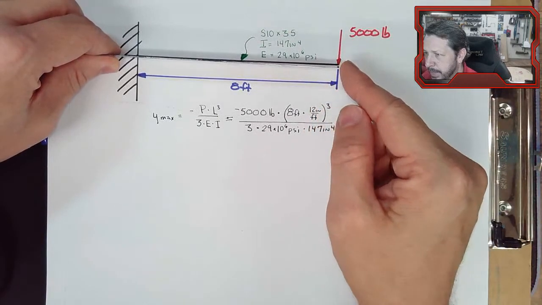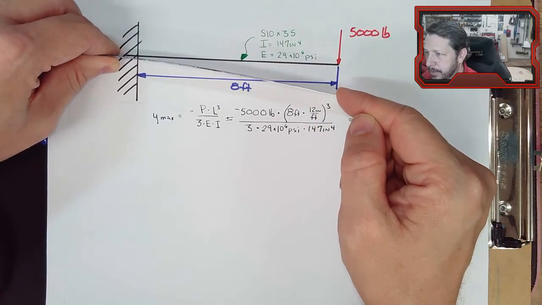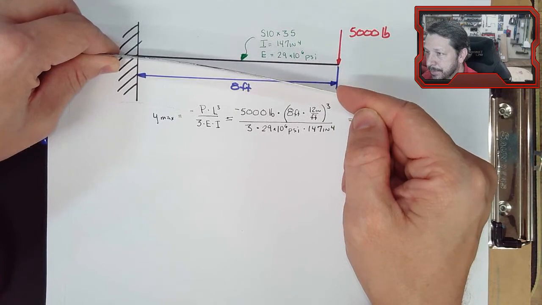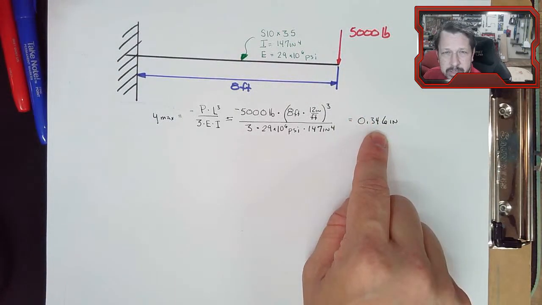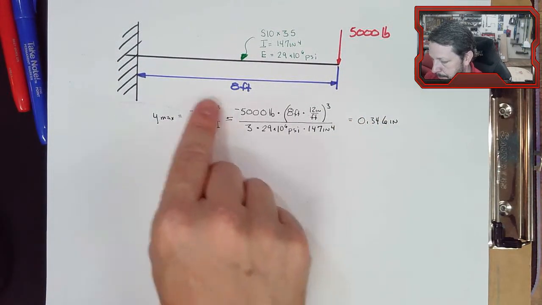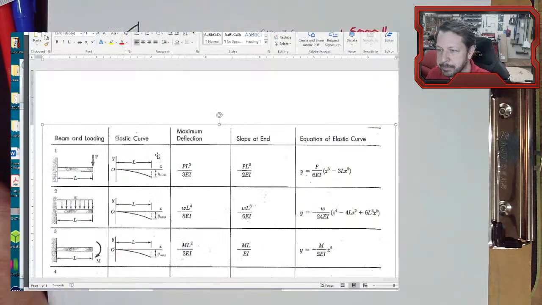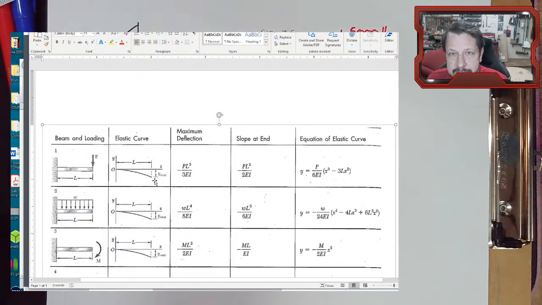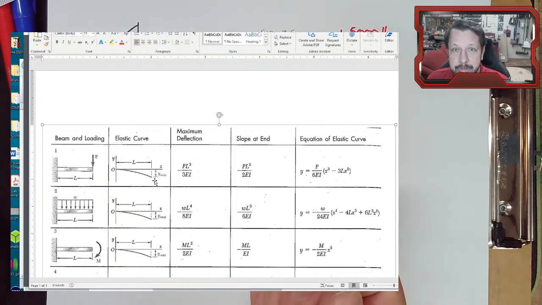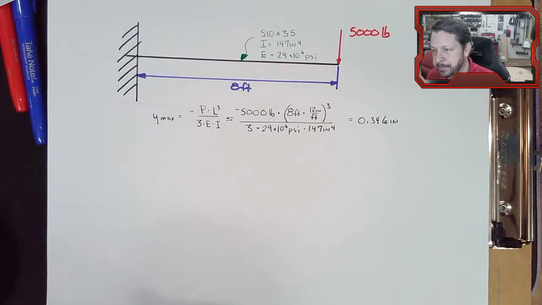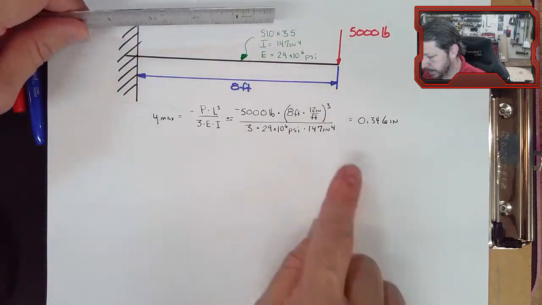and we put 5,000 pounds on it, however far my finger moved right here, that is this number. Because this is Y max, and we can go look at our chart over here. It shows Y max existing at the very end of the beam, which makes sense for a cantilever beam with a point load on the end of it. The maximum deflection should be at the very end of the beam. And so that's what this number is telling me.